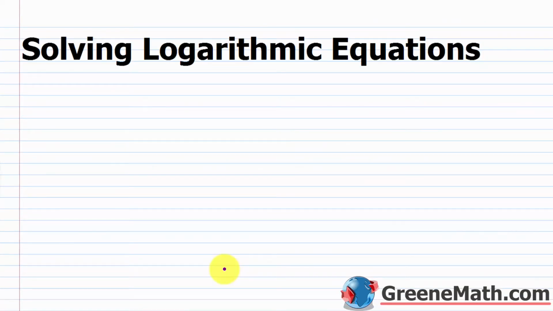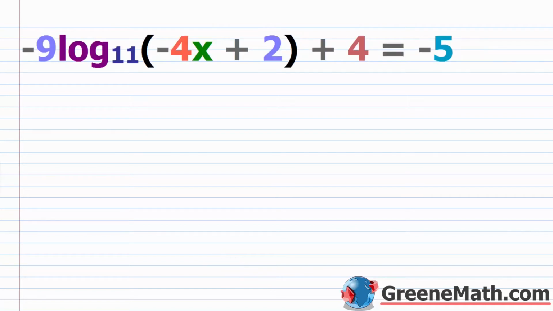In this lesson, we want to talk about solving logarithmic equations. All right, so we're going to start out with an easy example. So we have that negative 9 times log base 11 of negative 4x plus 2, plus 4 equals negative 5. When you see something like this with just one logarithm involved, you should be thinking about simplifying things and basically trying to get this into exponential form. That's how you're going to solve this type of equation.